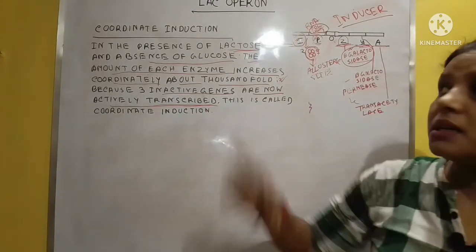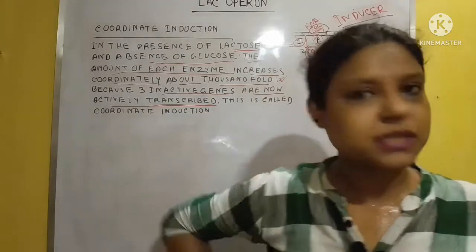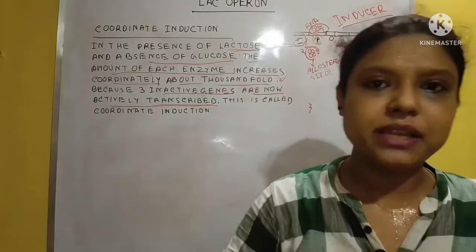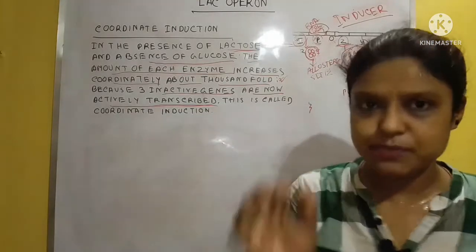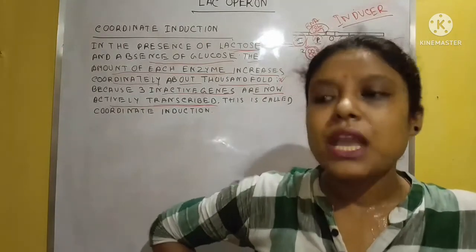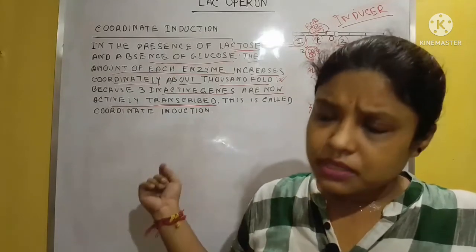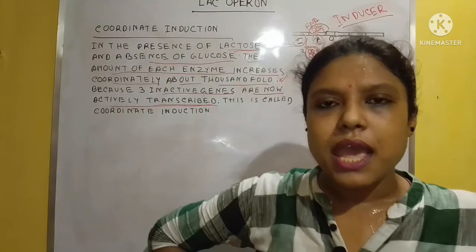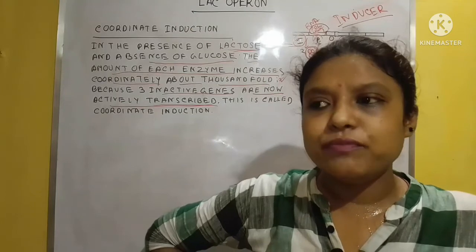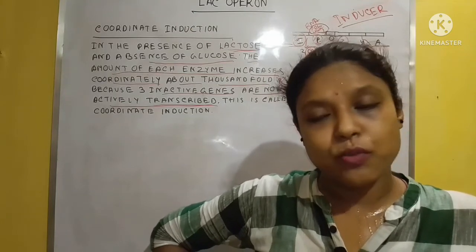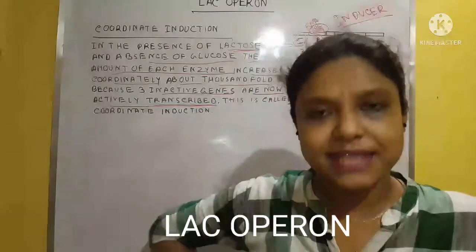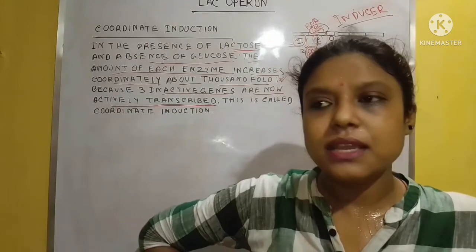And this is the Lac Operon's negative and positive control. I explained positive control elaborately in another video. Today I explained just briefly what positive regulation and negative regulation are, and what coordinate induction is. So this is the second part of the Lac Operon. In the next part I will describe mutation: what kind of mutation we can see in the Lac Operon, and what situation may arise due to mutation of the genes. These will be described in the next video.